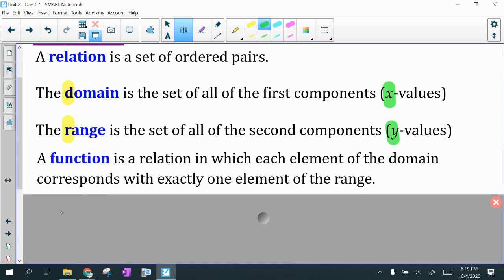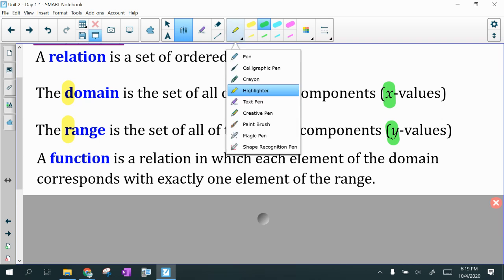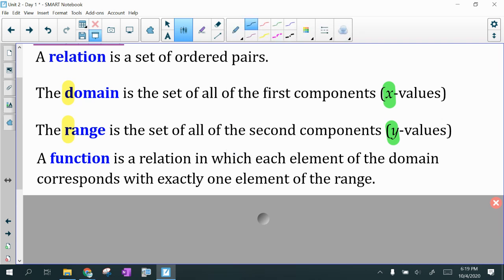Last thing I need to talk about is the concept of a function. Now, a function is a relation which follows a specific set of rules. It's one in which each element of the domain corresponds with exactly one element in the range. I've heard this described so many different ways: for every x, there is exactly one y. You can't have more than one y.